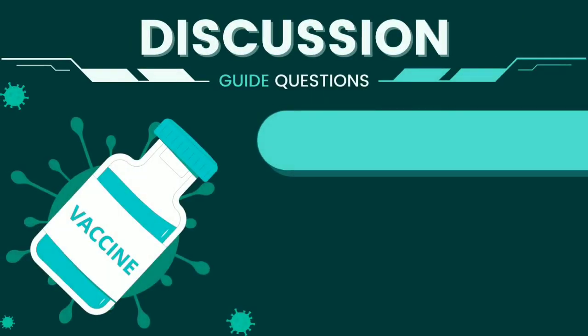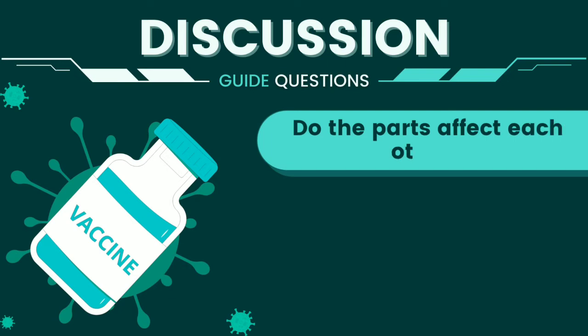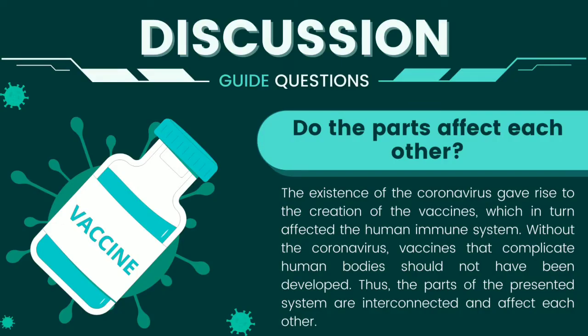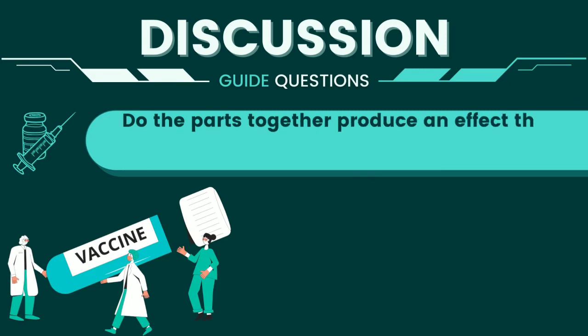For the next question, do the parts of the system affect each other? Well, yes. The components of the system are interrelated and arranged to accomplish a certain goal. As shown in the model, a mistake in one part will have a detrimental impact on all the other components, as there is a linear progression of steps and processes visible in our concept map. To specify, the existence of the coronavirus gave rise to the creation of the vaccines, which in turn affected the human immune system. We can say that without the evolution of the virus, vaccines that affect human bodies would not have been developed. Thus, the parts of the presented system are interconnected and affect each other's goal and path.